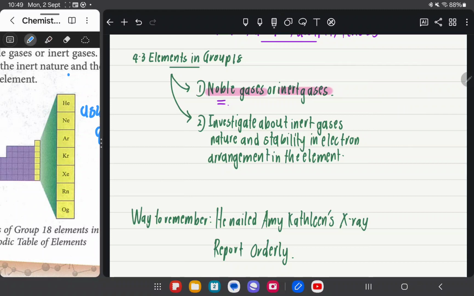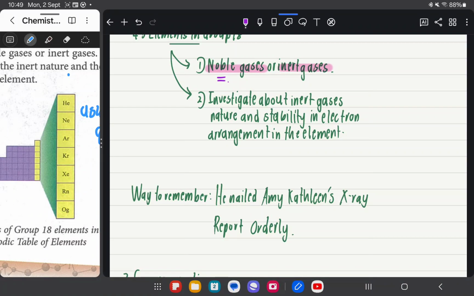If you remember both, it is even better, because who knows, in your Paper 1 they may give you four names for group 18 and ask you to select which 2 are correct. Maybe they can ask like that also. That is strict from the examiner. We cannot predict or determine. So this is the name.